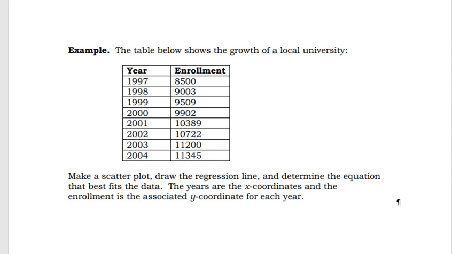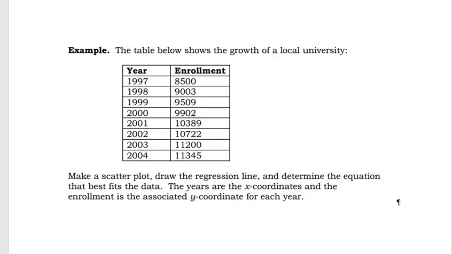The table below shows the growth of a local university. So we have the year, 1997, 1998, and so on, and the enrollment starting with 8,500, 9,003, and it keeps increasing from there. Make a scatter plot, and then create the regression line, determine the equation that best fits the data, and it says the years are the x-coordinate, and the enrollment is the associated y-coordinate for each year.